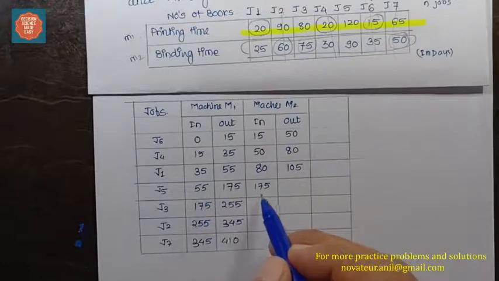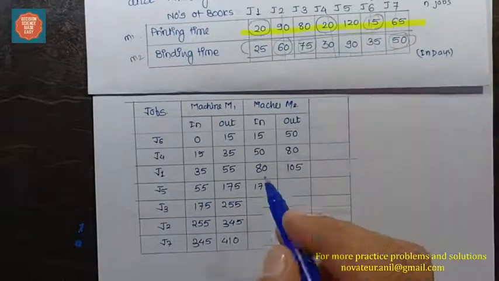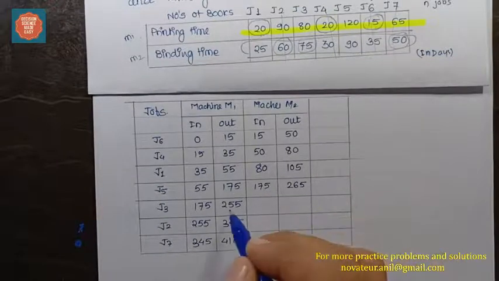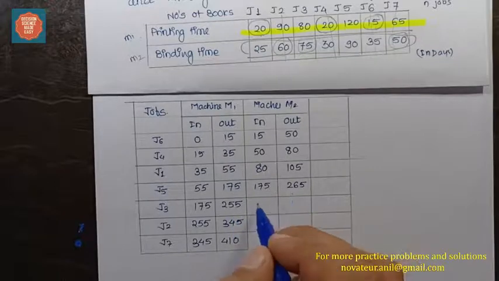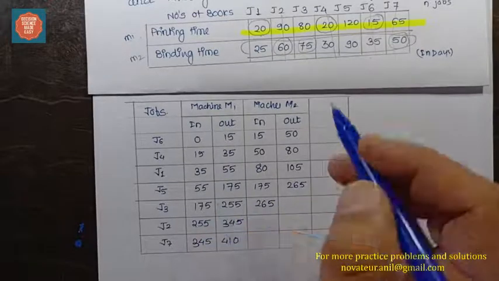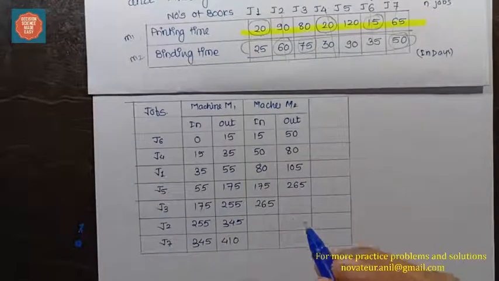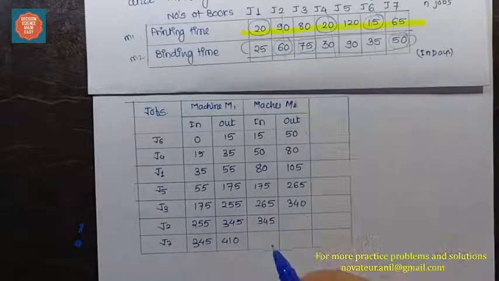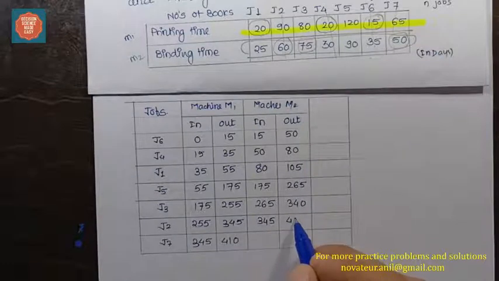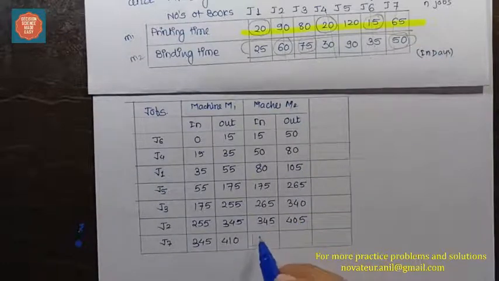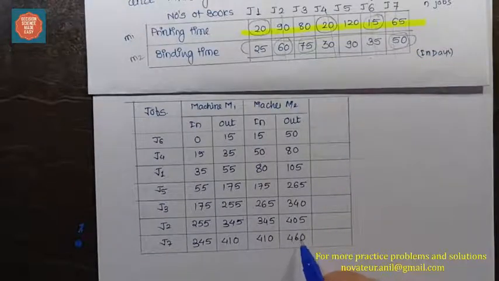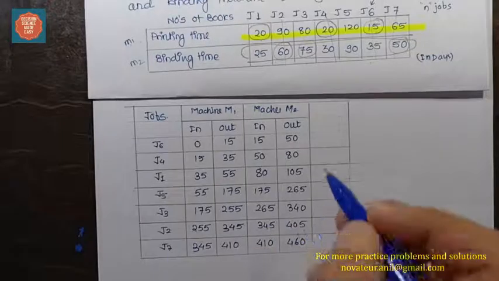Now next is J5. J5 is 90, so 175 plus 90 is 265. Again 265 and 255, so we have to consider the highest value, that is 265 plus J3 which is 75. 265 plus 75 is 340. Again 340 and 345, the highest value is 345, plus J2 is 60, so this will be 405. 405 and 410, so I will consider 410, and J7 is 50, so this will be 460. So this is what we have to do.